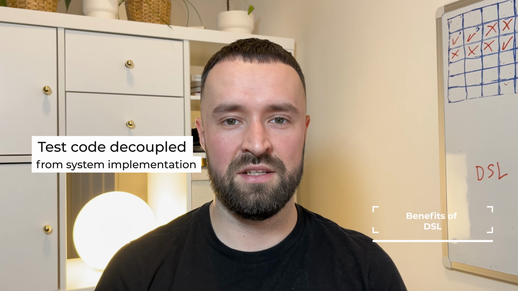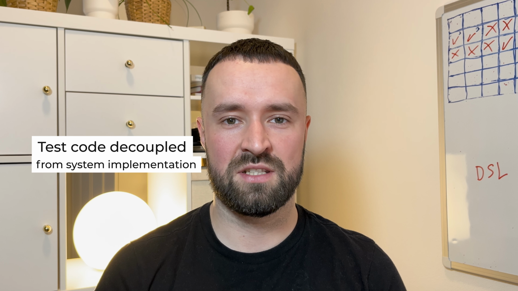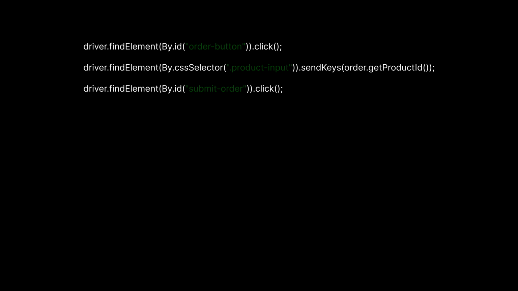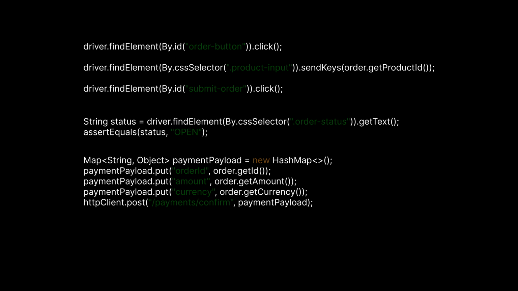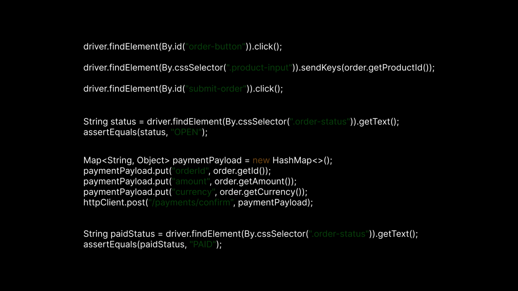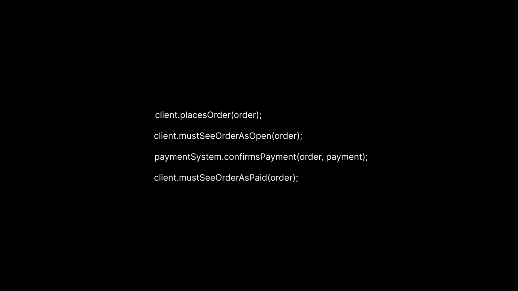Once you have a DSL, a few important things start to change. The first thing that changes is that your tests become decoupled from the system implementation. Without a DSL, your tests often interact directly with UI elements, locators, or API details. It might look something like this. You are clicking buttons, checking specific locators, or verifying implementation details. With a DSL, the same test reads very differently. Now it looks more like a description of system behavior: placing an order, confirming payment, or verifying the order status.